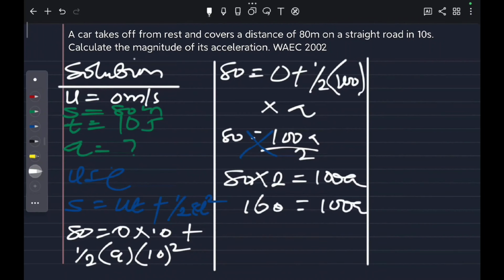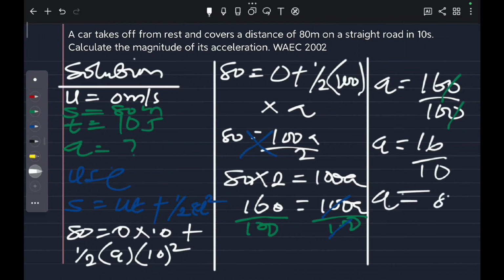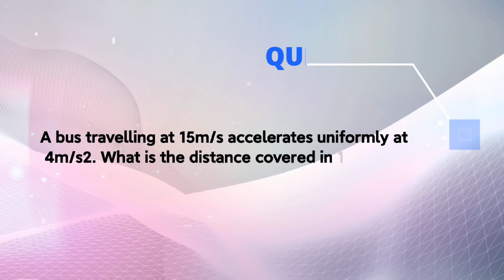Is that clear? So that you have 160 divided by 100 is equal to 100A divided by 100. 100 cancels 100. A is equal to 160 by 100, which gives you 16 divided by 10, which is 8 divided by 5. So that A is equal to 1.6 meters per second squared. Final answer.